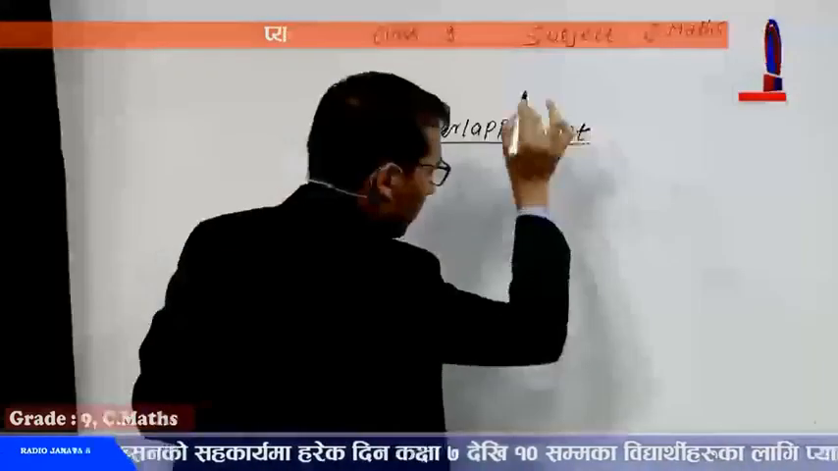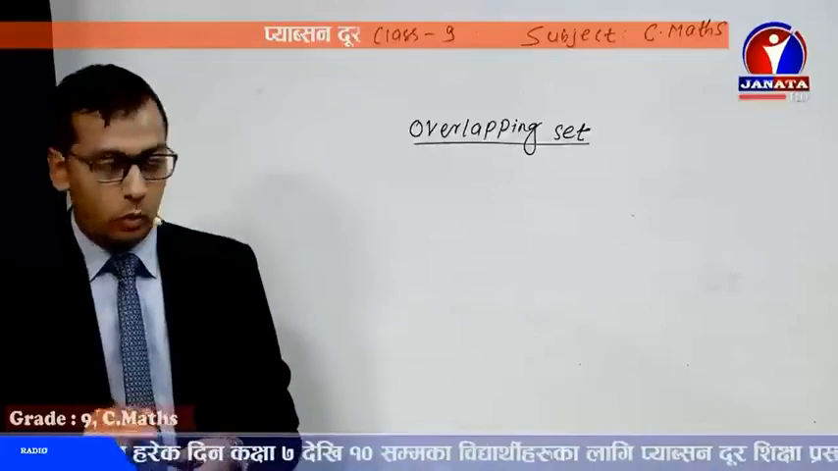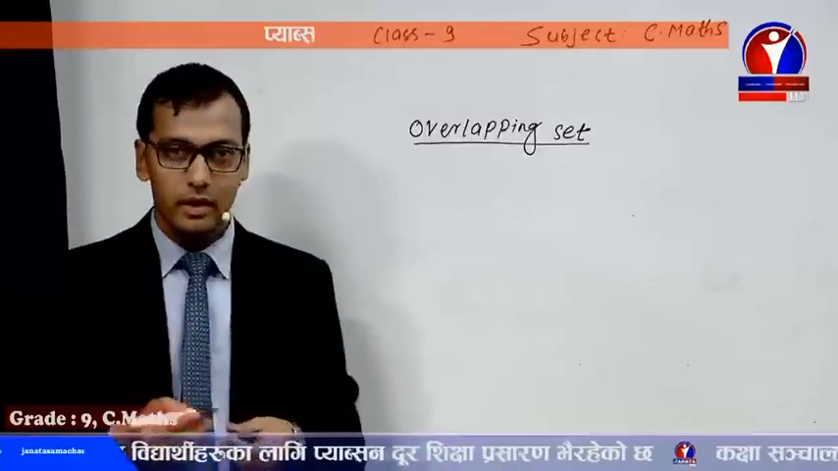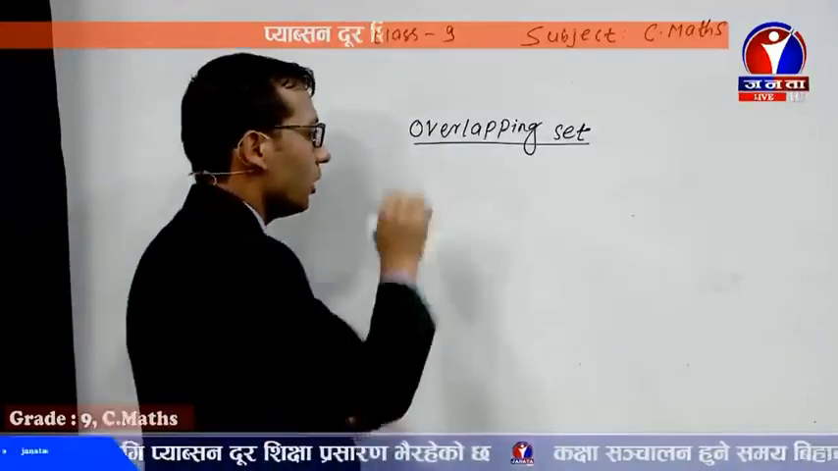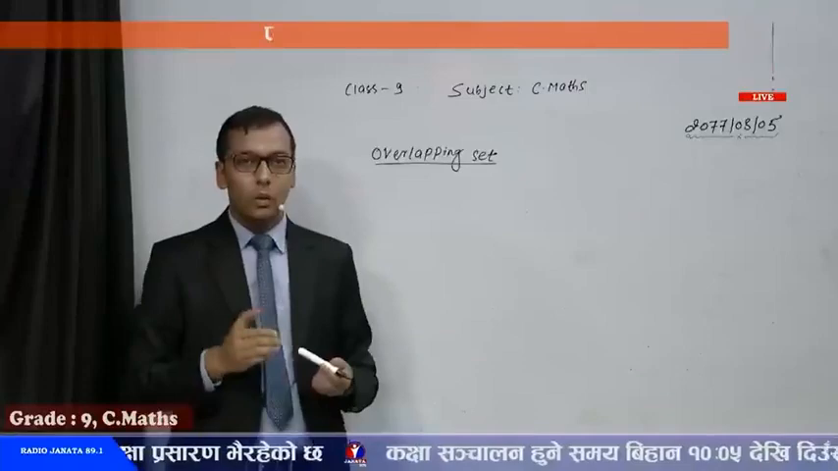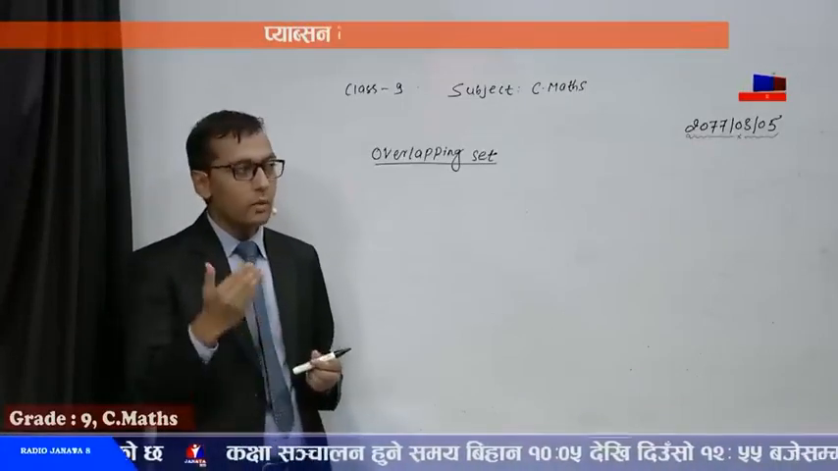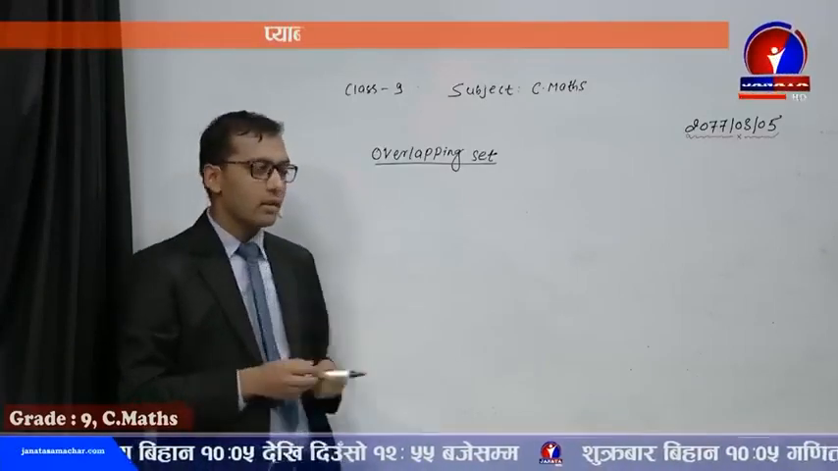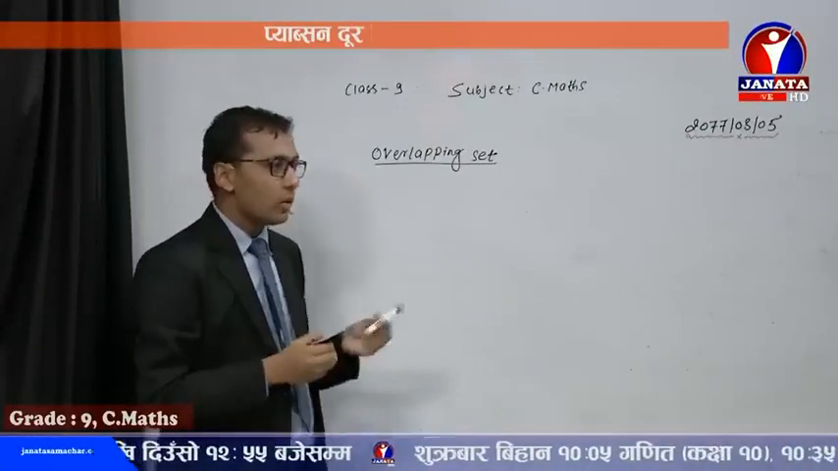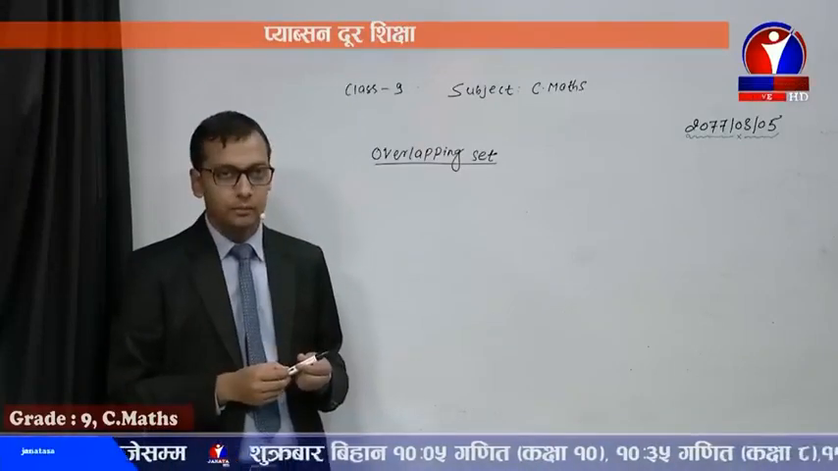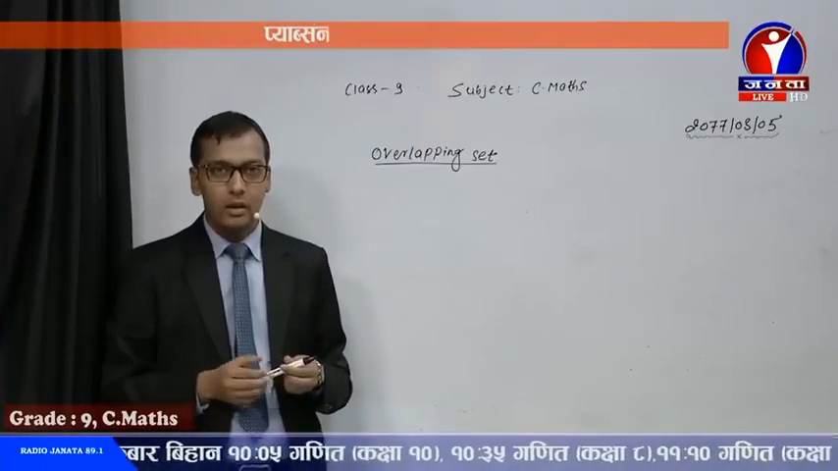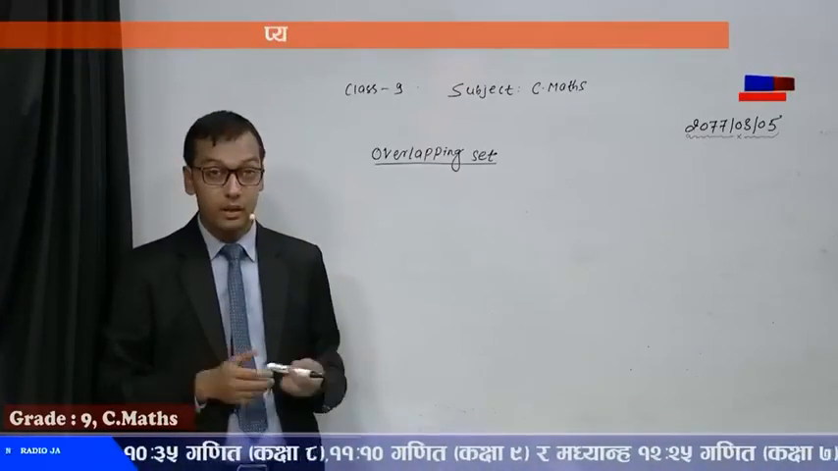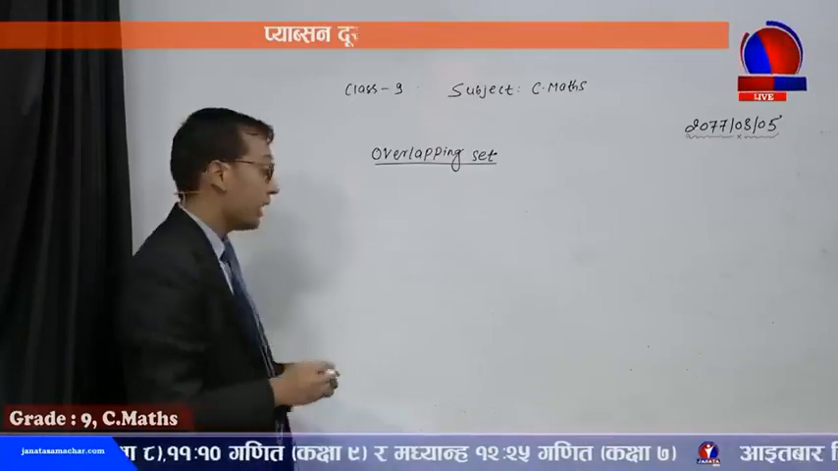Okay, so let's talk about this now. What is an overlapping set? It's clear from the word overlapping. In overlapping sets, what we have to understand is two sets. We can take many sets, but I am taking two sets. It's easy to understand. Two sets are said to be overlapping sets if they have some elements common, if they have at least one element common.